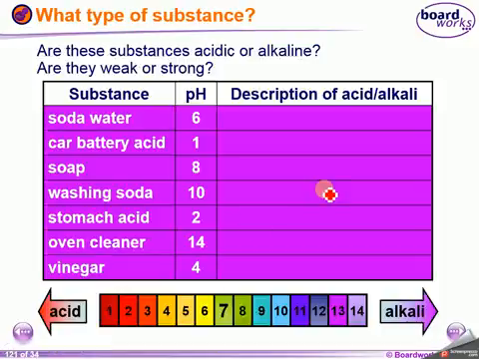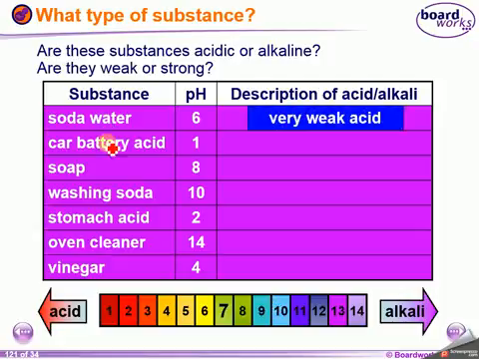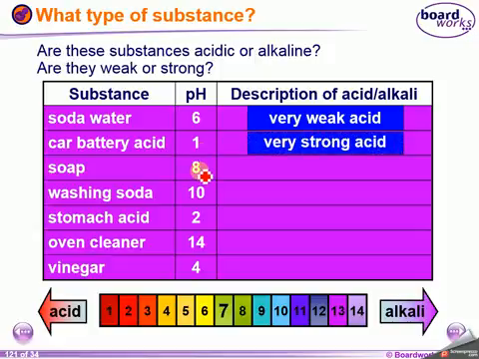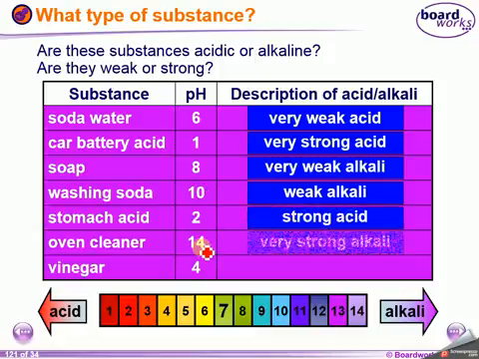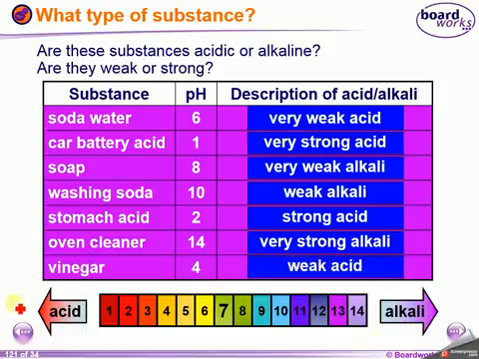Now, we're not going to do this, but this is the pH scale over here. So you describe this, this will be a weak acid. This will be a pH 1, so it'll be a strong acid. pH 8 will be a weak alkaline. 10 will be a weakish alkaline. Stomach acid will be a strong acid. 14 will be a strong alkaline. pH 4 will be a weak acid. That's what you need to know.